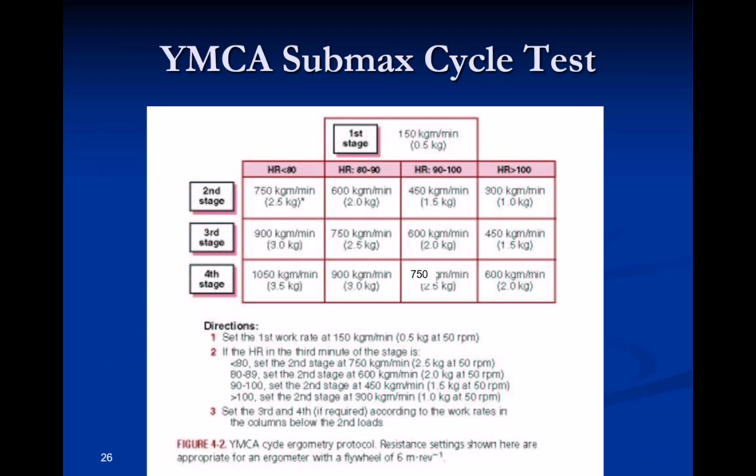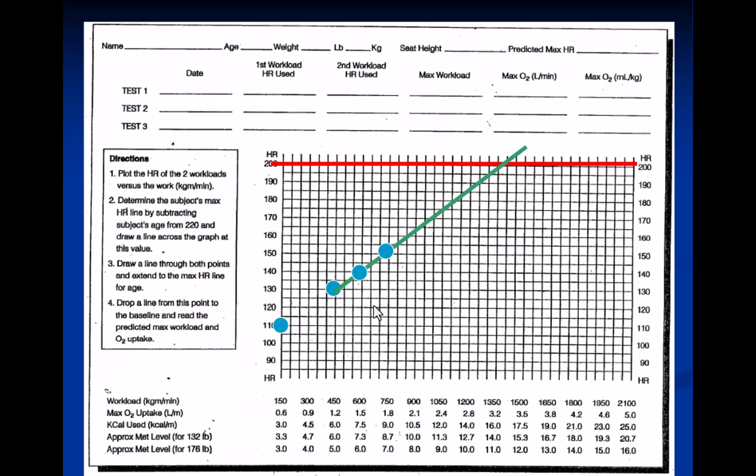So again, YMCA bike test, this is the protocol, but like I said, it's 4 stages. Everybody starts here, and then based on the heart rate response, you follow one of these columns all the way down, and after the 4th stage, you stop, and then you just kind of use the graph and extrapolate the heart rate like we described in the previous example.